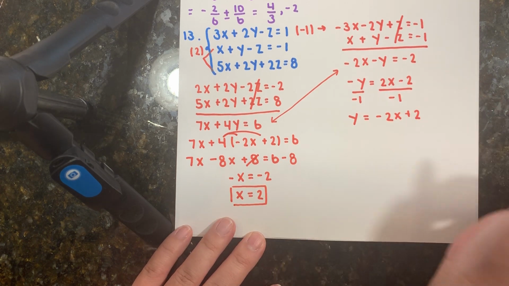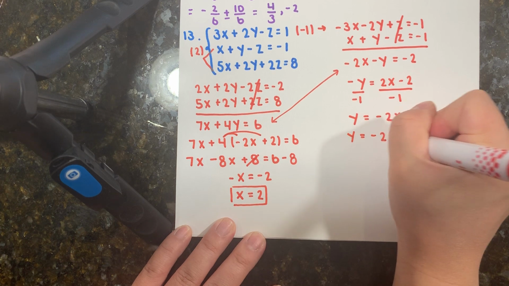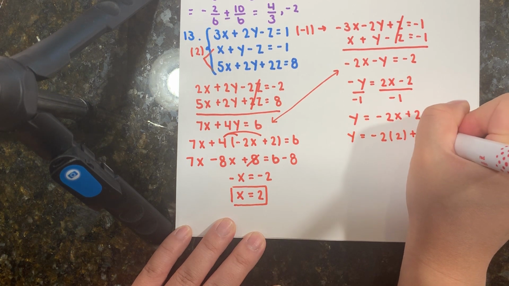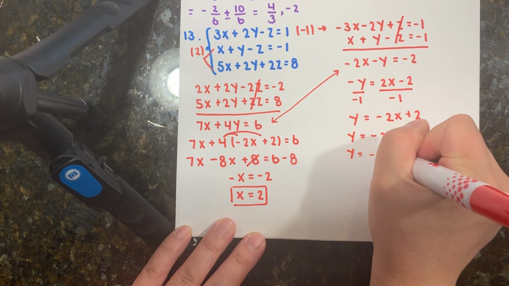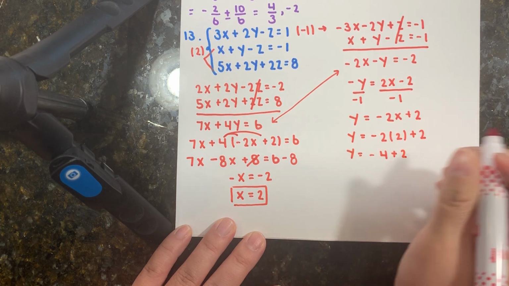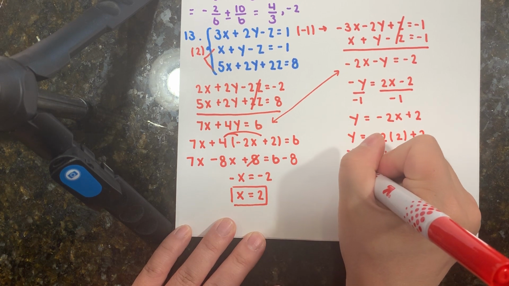Once you know that, we're going to plug it into this equation here. So y would be equal to negative 2 times 2 plus 2. Negative 2 times 2 is going to be negative 4 plus 2. So y is going to be equal to negative 2.